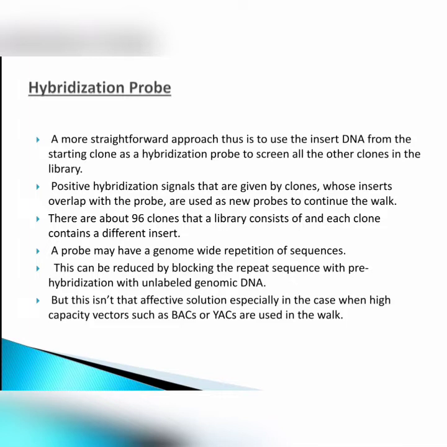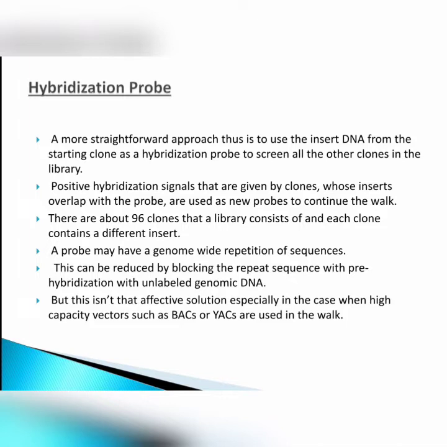Positive hybridization signals are given by clones whose inserts overlap with the probe, and these are used as new probes to continue the chromosome walk. There are about 96 clones that a library consists of, and each clone contains a different insert.